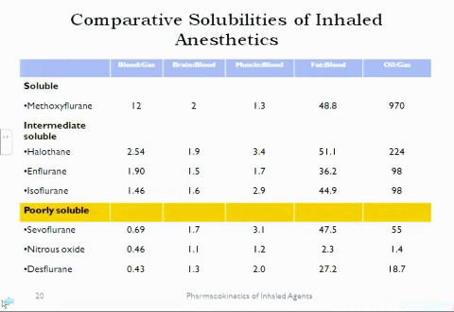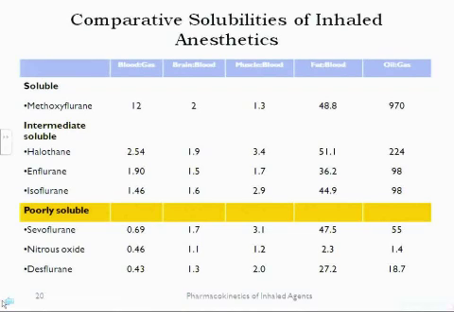The other thing that's important in looking at these numbers is the oil-gas partition coefficient. The oil-gas partition coefficient can be correlated to the potency or the MAC value of the agent. Okay? The lower the oil-gas partition coefficient, the less potent the medication is, and it takes more of that medication to equal 1 MAC. So an agent like isoflurane is going to be much stronger, much more potent than both sevoflurane or desflurane, because the oil-gas partition coefficients are different.